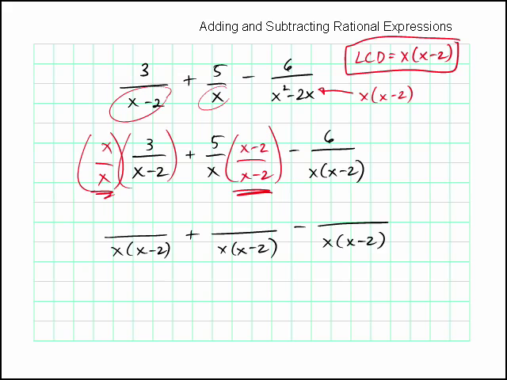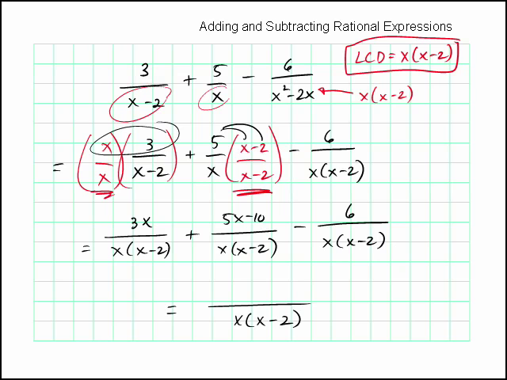In the numerators, we have 3x. Here we have 5x minus 10. And over here, minus 6. Okay, we can now combine this all into one fraction. Common denominator is x times x minus 2. We've got 3x plus 5x, which is 8x, minus 10 minus a 6 is minus 16.